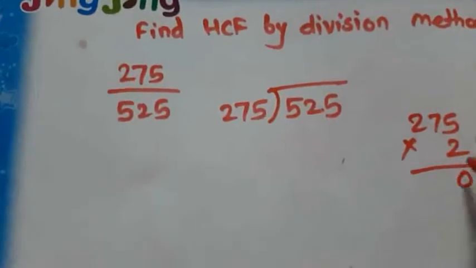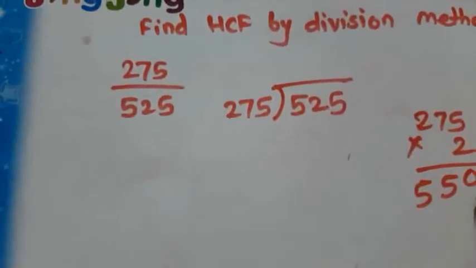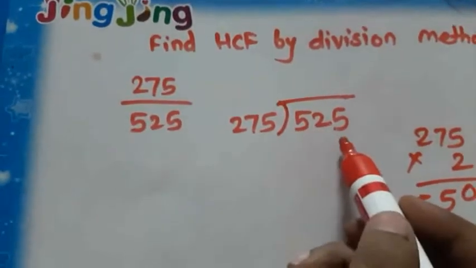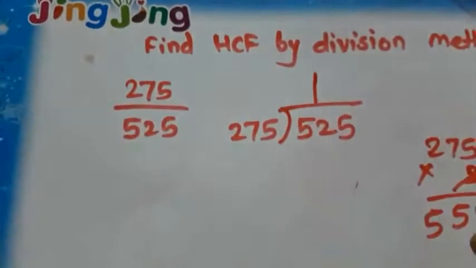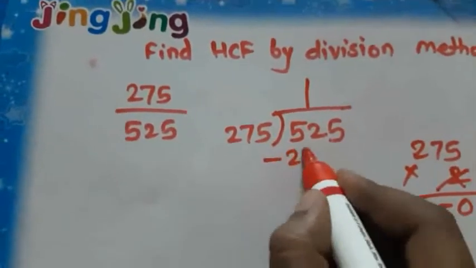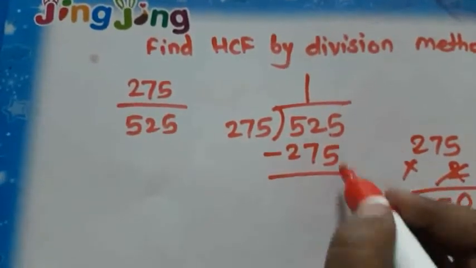So it will be 15, 1, 4, 5, 550. And our number is 525. So twos we can't take, so we have to go for ones. So 275. What will be the subtraction?